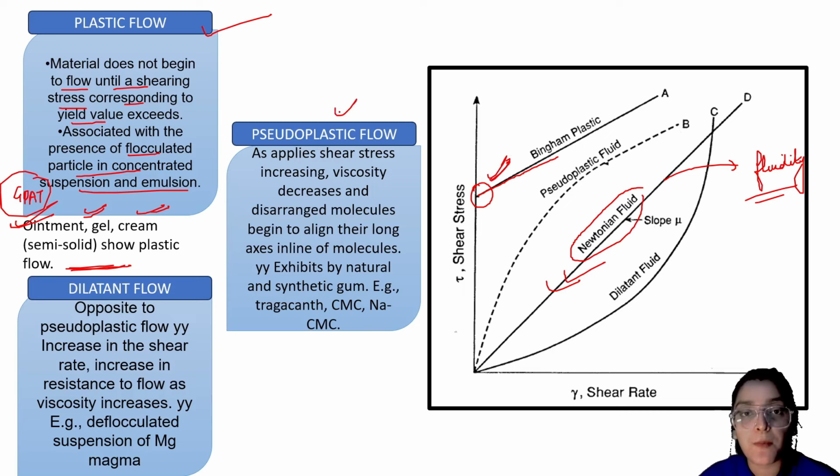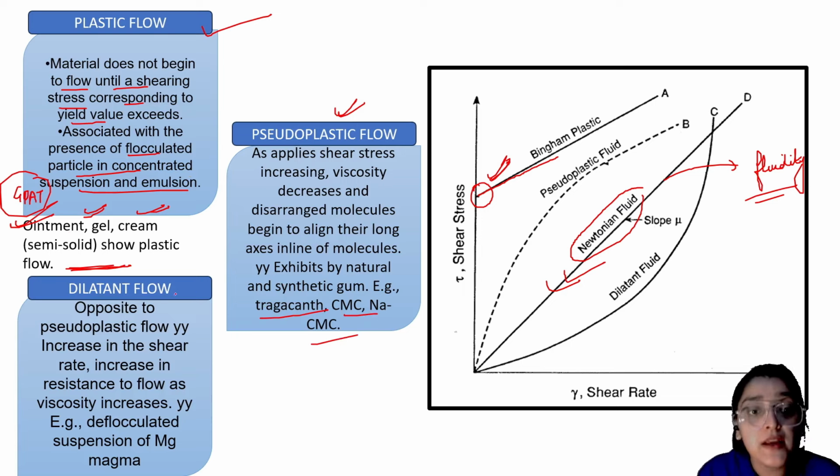Next are the pseudoplastic ones, where we have seen that as the shear stress increases, the viscosity decreases. The molecules are disarranged, and they begin to align with their axis. In pseudoplastic systems, the material becomes more fluid the faster it is stirred. Examples are polymeric solutions, including synthetic gums, tragacanth, and sodium alginate.